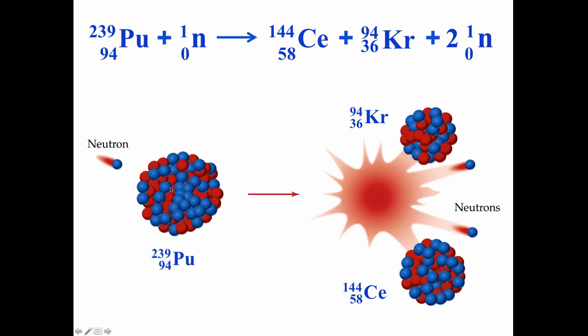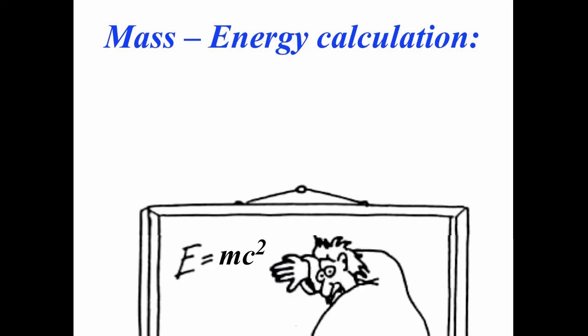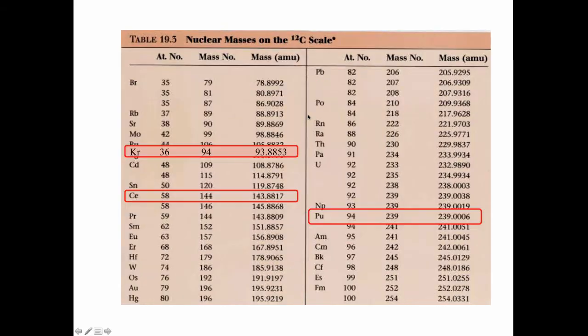Here's an image of what happens. Big plutonium nucleus hit with a neutron, breaks apart into smaller chunks, and a couple more neutrons, 2 or 3 typically, come out as a part of this fission reaction. And a mass energy calculation for this process. There's the mass of a neutron, mass of krypton, mass of cerium. We have to pick the right isotope. And then mass of plutonium.